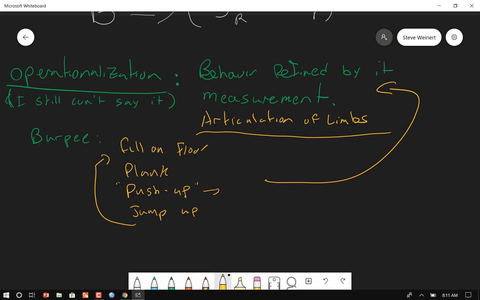Because the behavior is specifically defined, you have to go all the way down, you have to go all the way up, you have to land on your feet, you have to jump off the ground, your hands have to come above your head. Because it's so specifically defined. The same thing with Olympic weightlifting.